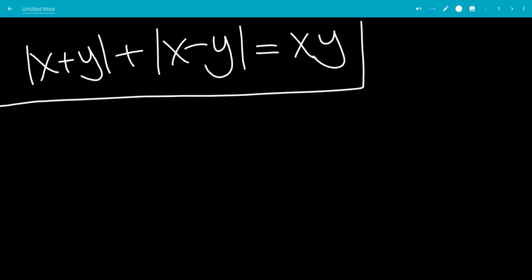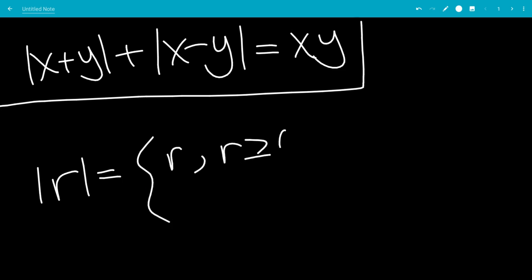In this video, we'll solve the equation absolute value of x plus y plus absolute value of x minus y equals xy for real values. So let's look at the absolute value of r, where r is a real number. This will be, as you know, r if r is non-negative, so r is bigger than or equal to 0, and is equal to negative r if r is negative.